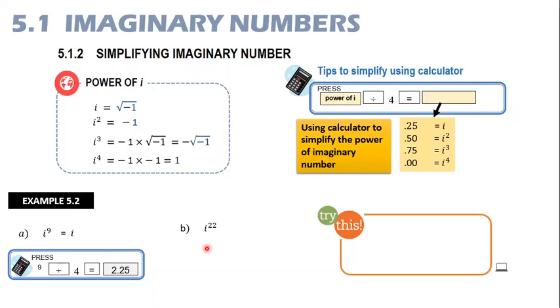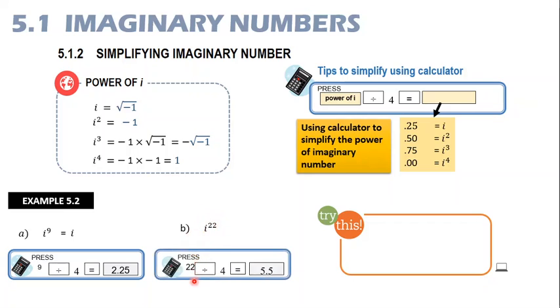We have here I to the power of 22. We want to simplify this imaginary number. Take the power of imaginary, 22 divided by 4. You get the answer in your calculator, 5.5. So 0.5 is equal to I squared. So the answer is I to the power of 22 equal to I squared. Boleh faham? Okay, next. I kuasa 27.